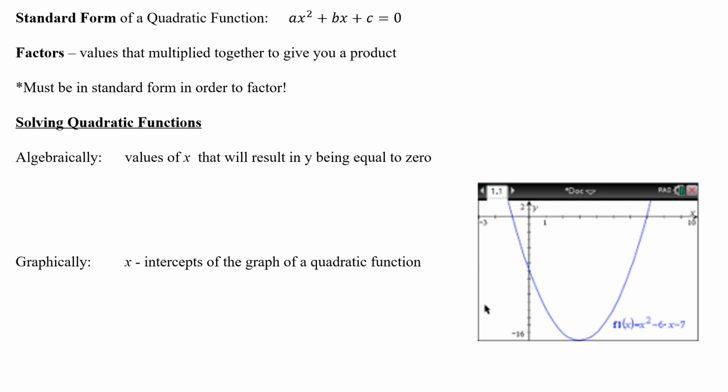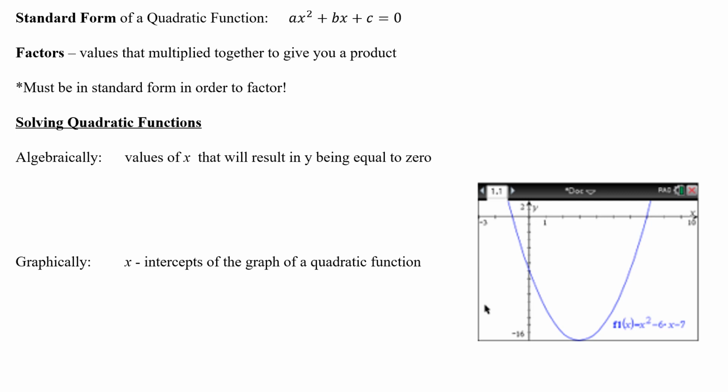In order for us to be able to factor, we must be given the quadratic in standard form. So again, we're going to be given an equation in standard form, and we need to come up with the two quantities that multiply together to give you that quadratic function.